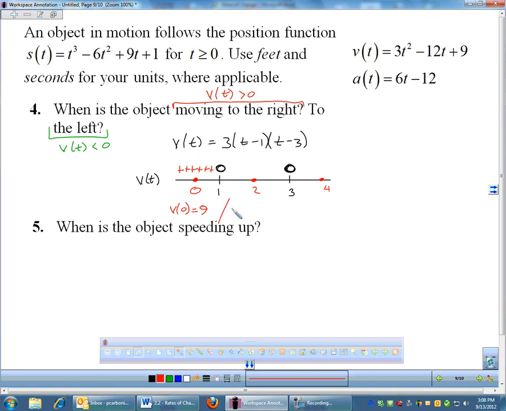When I plug in 2, v of 2, actually I'm going to plug in right here because I can just look at the signs. 2 minus 1 is a positive number. So when I plug in 2, I get something positive. 2 minus 3 is something negative, times 3. So 3 times a positive times a negative. V of 2 is going to be something less than 0. So in that interval, my velocity is negative. And then when I plug in 4, 4 minus 1 is positive.